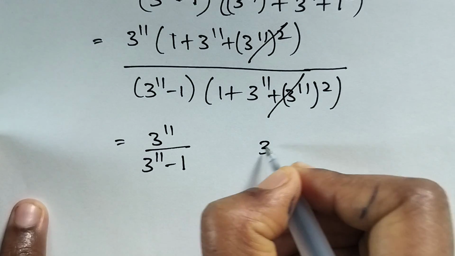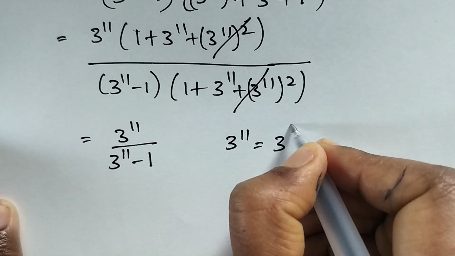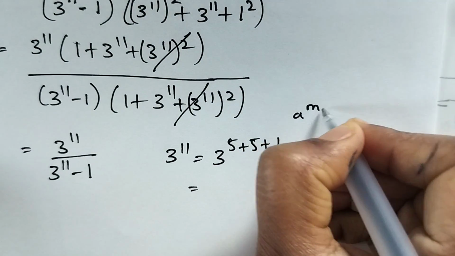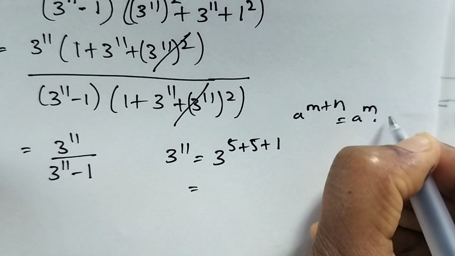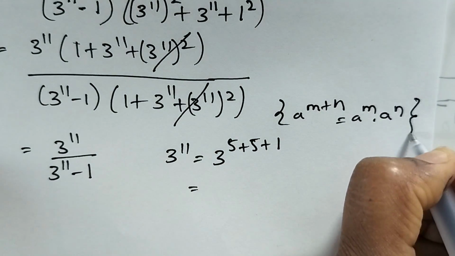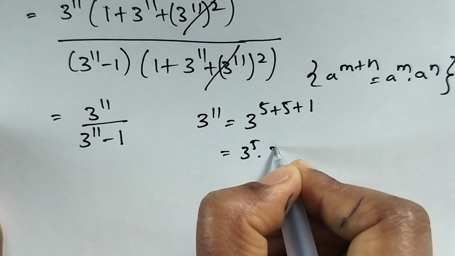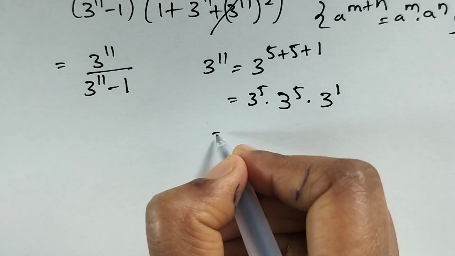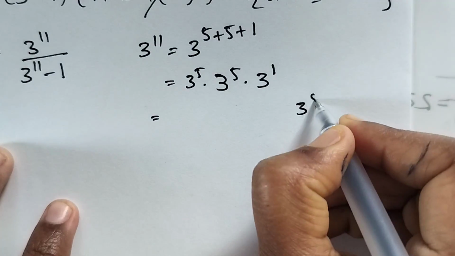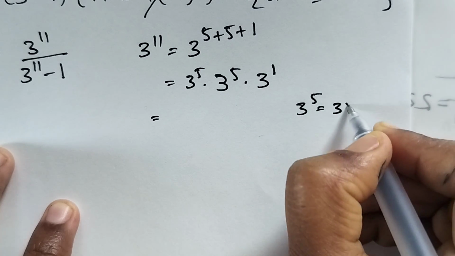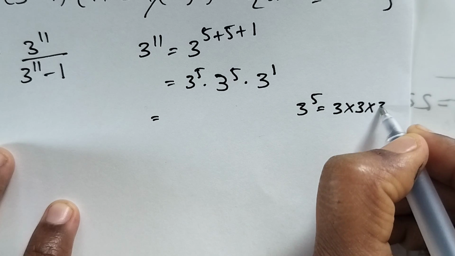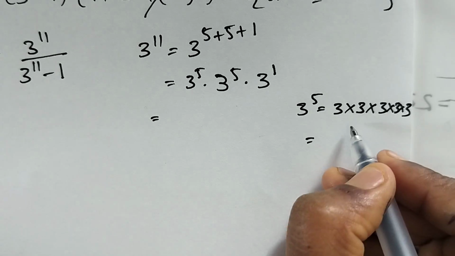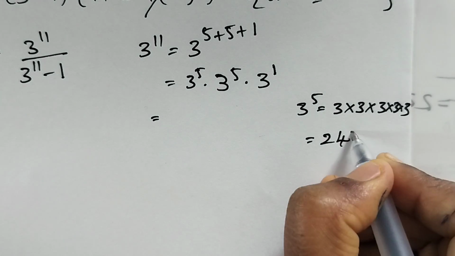So here 3^11 we can write as 3^(5+5+1). So a^(m+n) is equal to a^m times a^n. So use this formula. Here we can write 3^5 times 3^5 times 3^1. So 3^5 is 3 times 3 times 3 times 3 times 3, which is equal to 243.